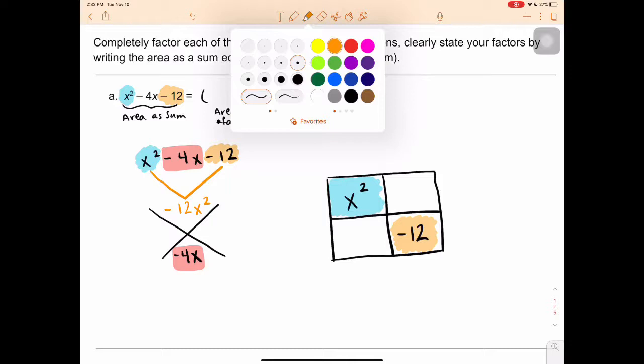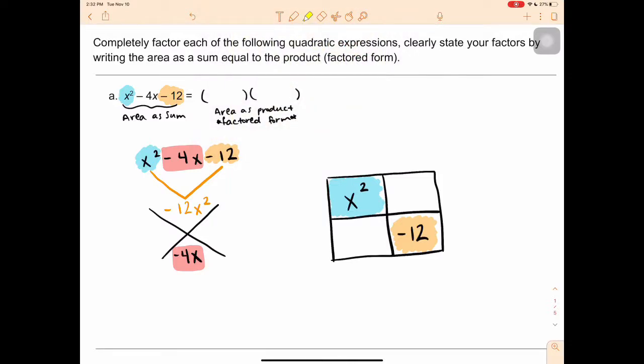And just to remind you, the reason why it's negative 12x squared on top is because we multiply these two together, and that is our diagonal. And so whatever this product is also equal to that diagonal's product. So that was the little thing that we learned in class, is that if the area model is set up correctly, then the diagonal products are equal to each other.